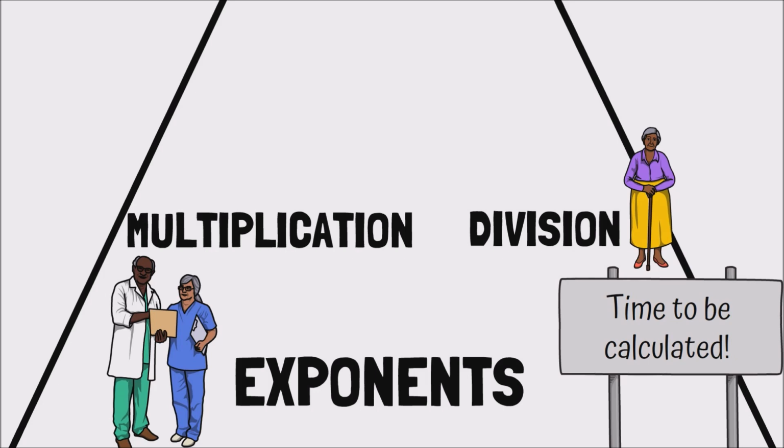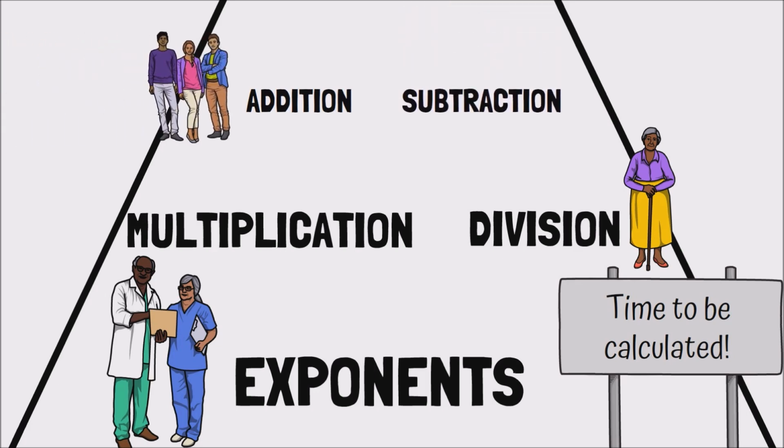Then finally, we have our base operations. These are addition and subtraction. They're treated like the other people of Jamaica that get to go in line after the other levels get to go in. So that's really the basis of the order of operations.